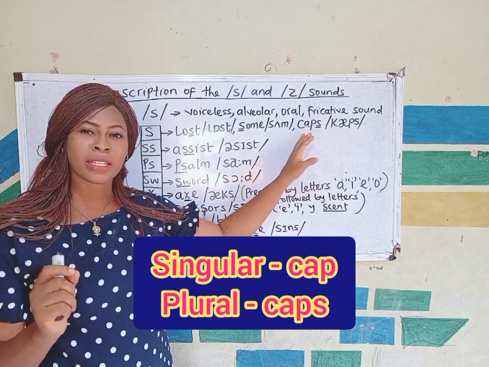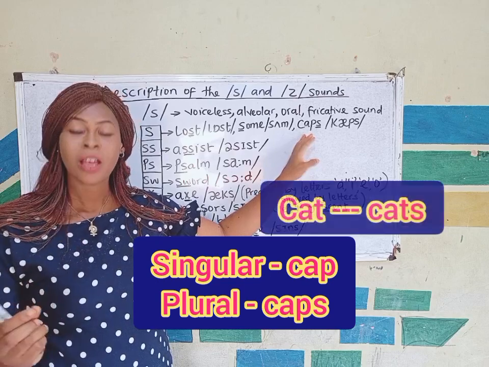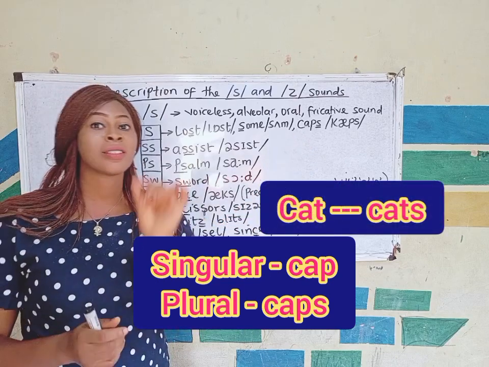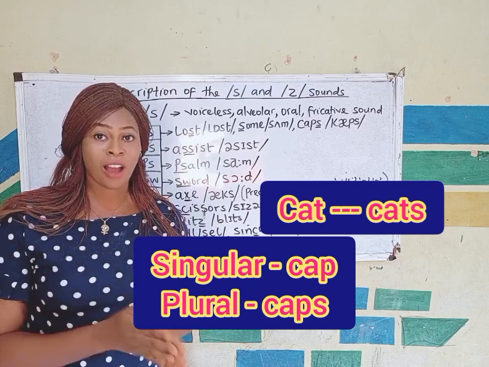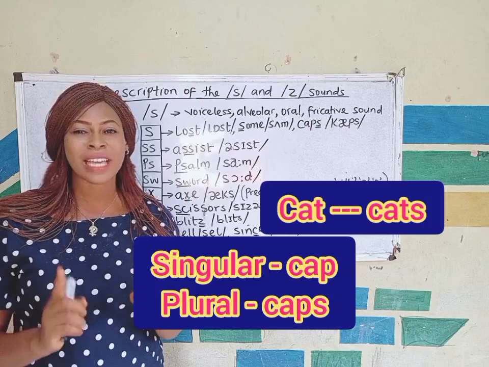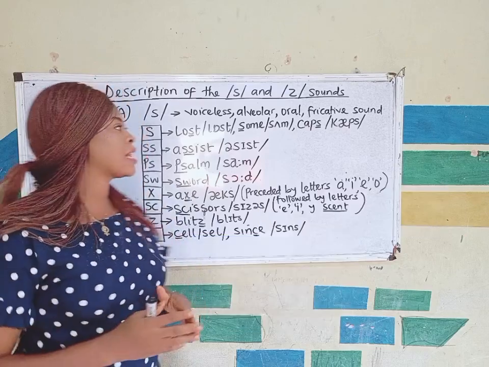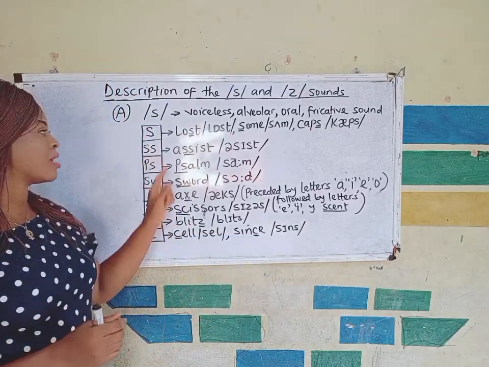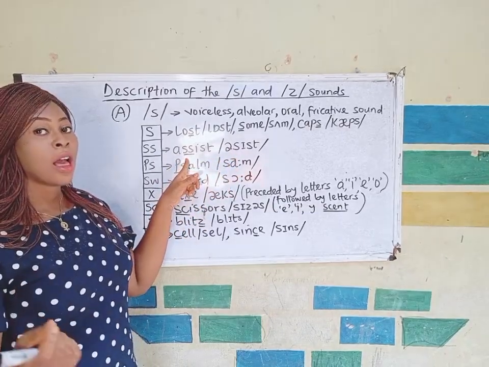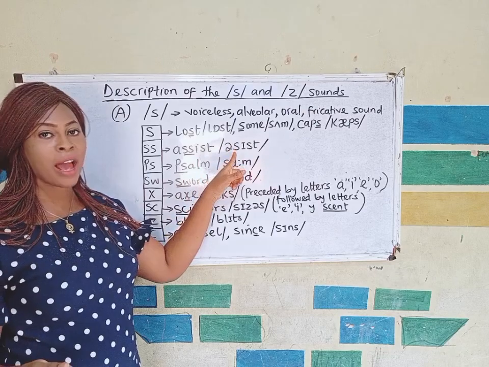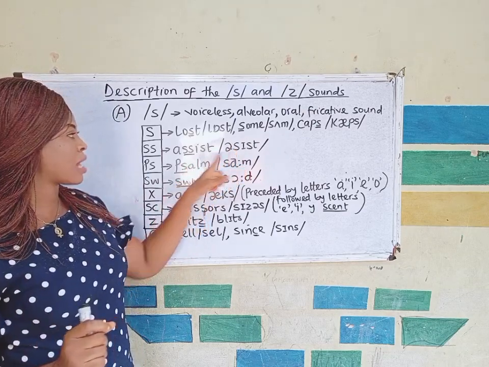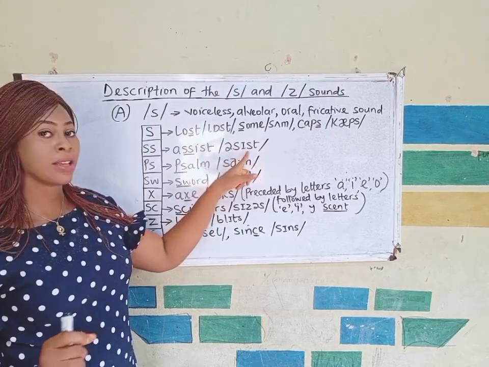Now let's look at another example, the word cuts. The letter T at the end of cuts is a voiceless consonant sound, and so it takes the sound S. So let's move on to SS, as in assist. When you're transcribing, though we have SS here, it is transcribed as just a single S sound. So we have it as assist.